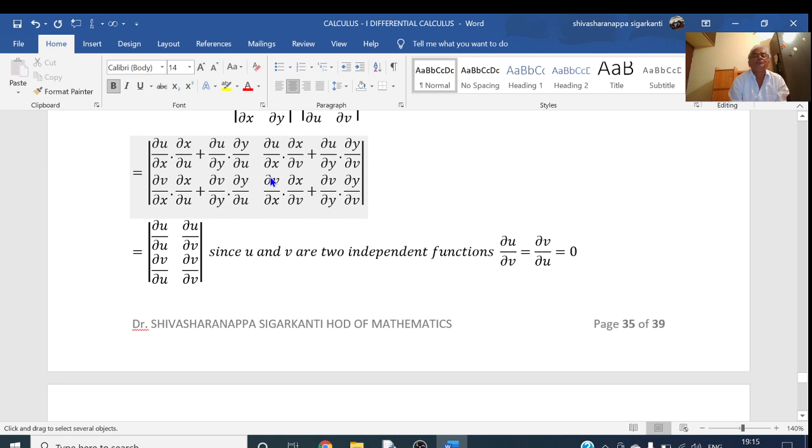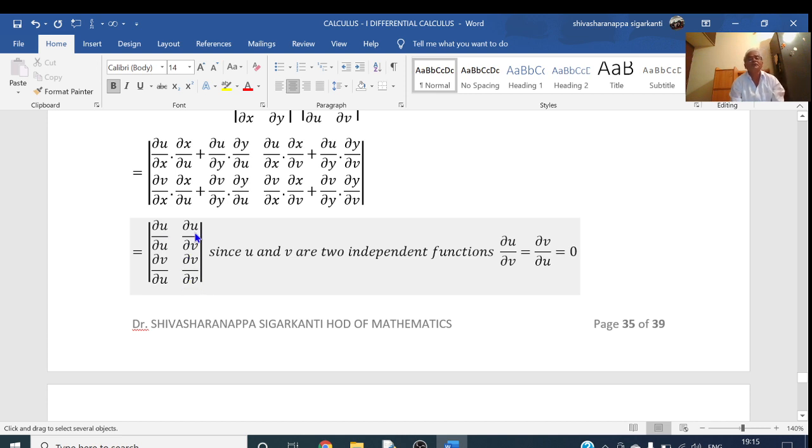And what about this term? We are differentiating v partially with respect to v itself. ∂v/∂x ∂x/∂v + ∂v/∂y ∂y/∂v, so this is nothing but ∂v/∂v. And here this is nothing but 1. ∂u/∂u is 1. ∂v/∂v is also equal to 1. This is 1 and this is 1.